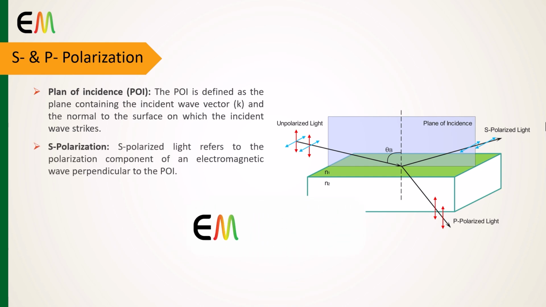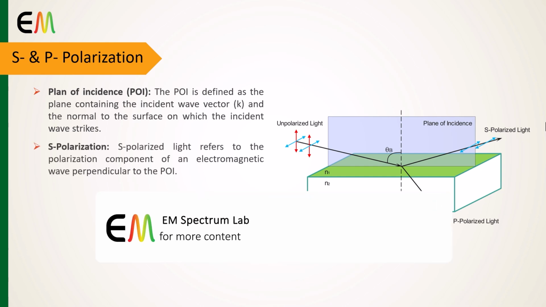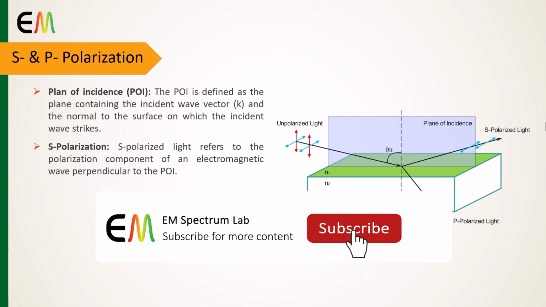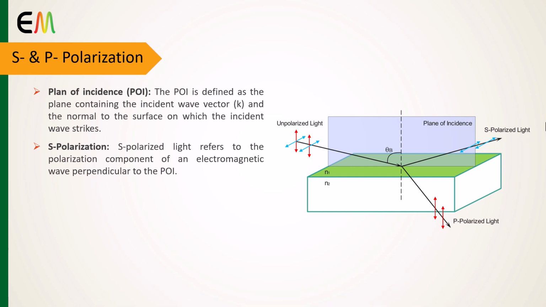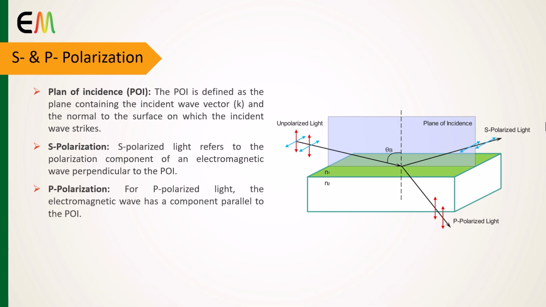Now we can define the S and P polarization of light. S-polarized light refers to the polarization component of an electromagnetic wave perpendicular to the POI. And for P-polarized light, the electromagnetic wave has a component parallel to the POI. Both of them are shown in this figure.